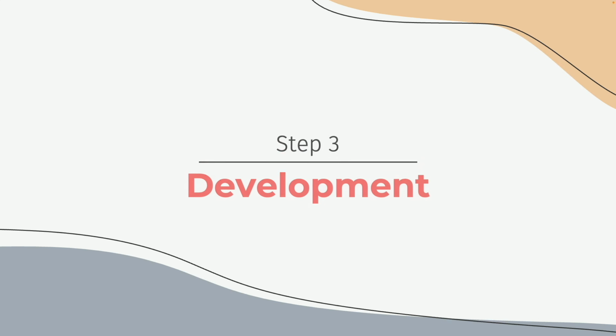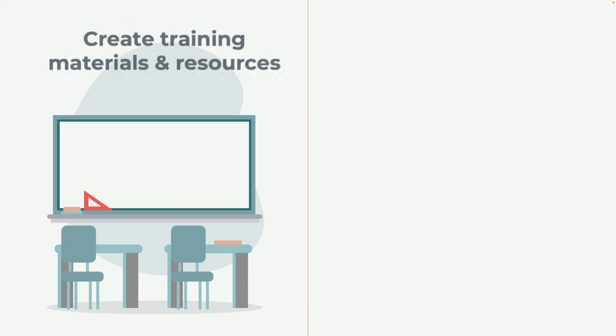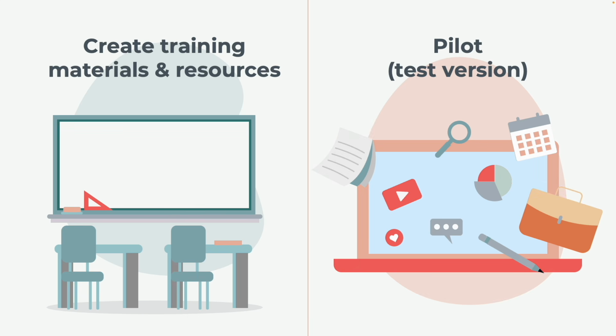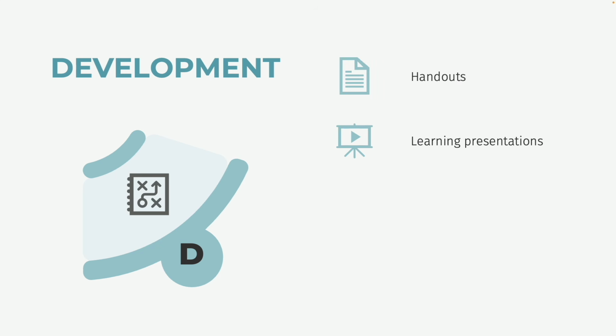Once you have the design that everyone is happy with, you can move on to the third stage, developing your content. This is where you create any training materials and resources. For online courses, this is where you would run a pilot or a test version of your course and share it with a small group of learners to get their feedback. However, in our example, I would prepare any handouts, learning presentations, workbooks, as well as feedback surveys.